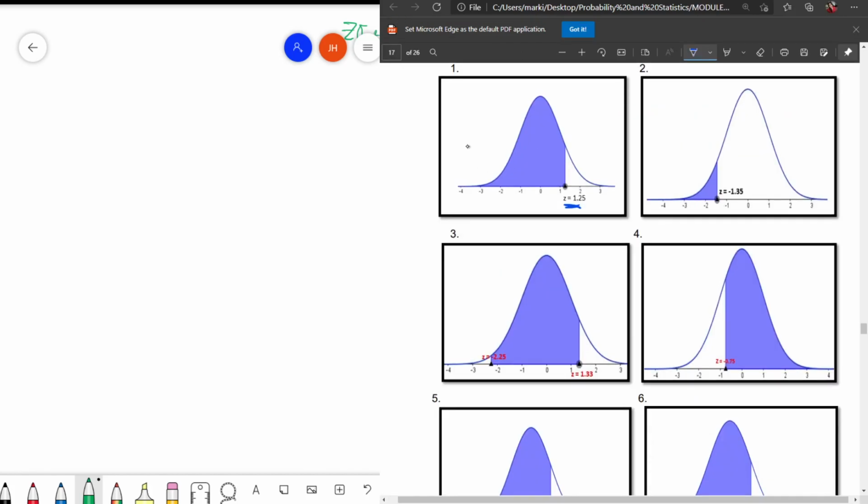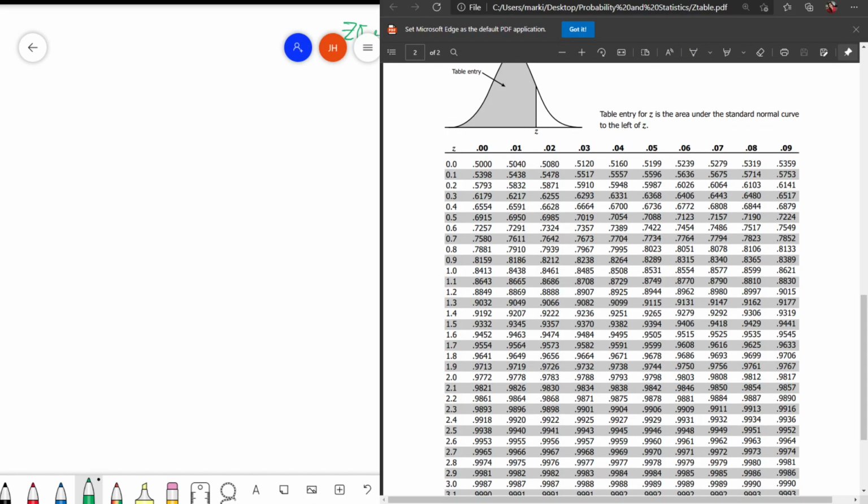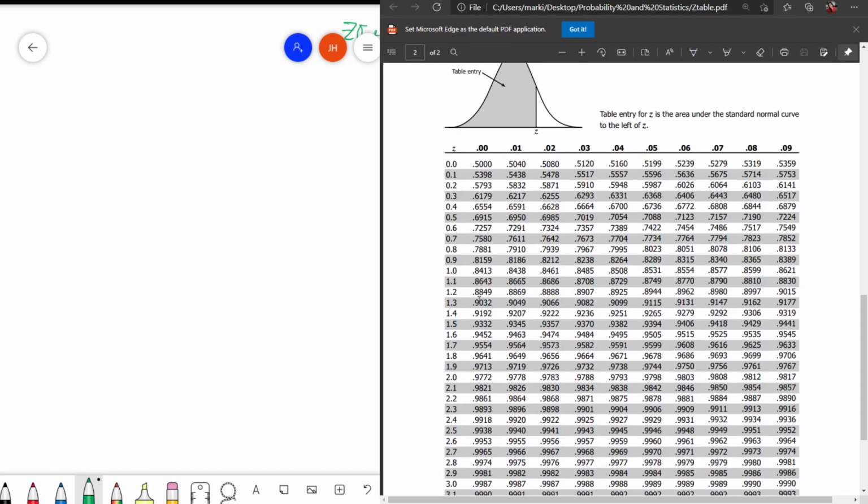I'm not going to answer this one in full. I know you can answer this already because it was already discussed to you. I'm just going to review. Remember that the area is from left to right. In this example, your z-score is 1.25. When you look at the z table, the area there is the answer.